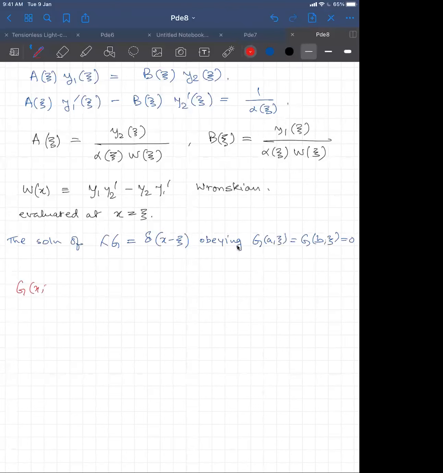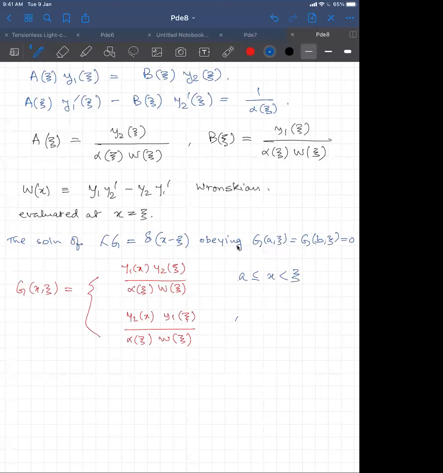G of x psi is equal to y1(x) y2(psi) divided by alpha psi W of psi, and y2(x) y1(psi) divided by alpha psi W of psi. So this is for a greater than or equal to x greater than or equal to psi, and psi less than x less than or equal to b.